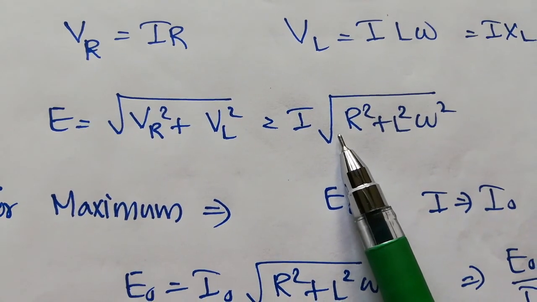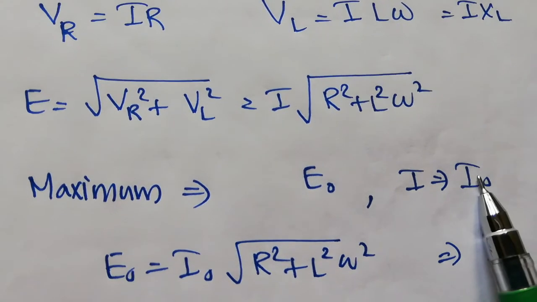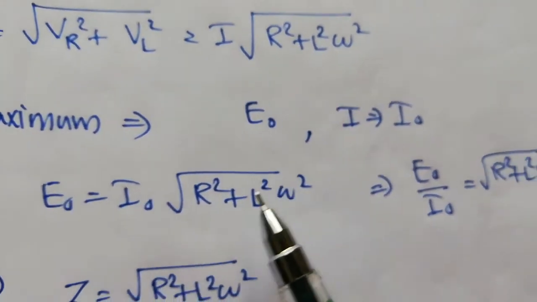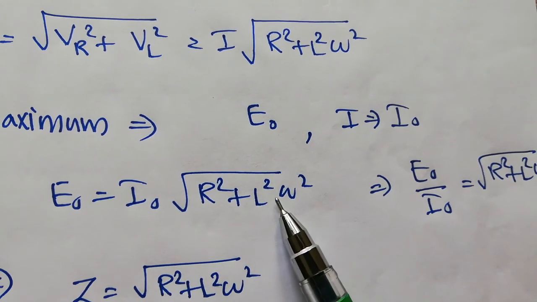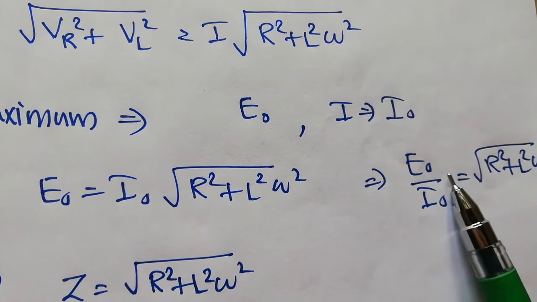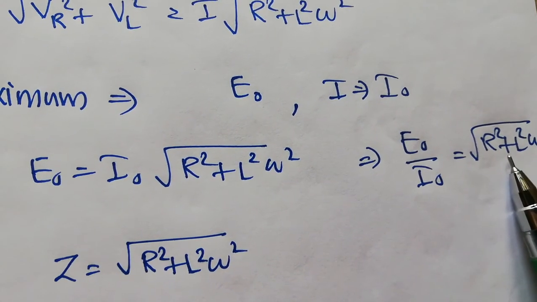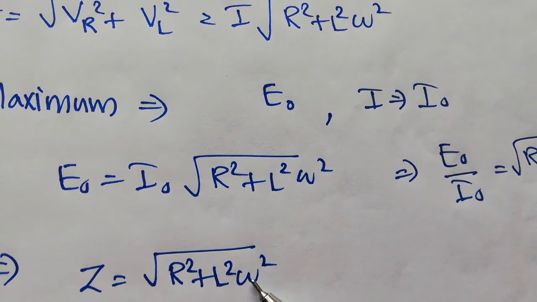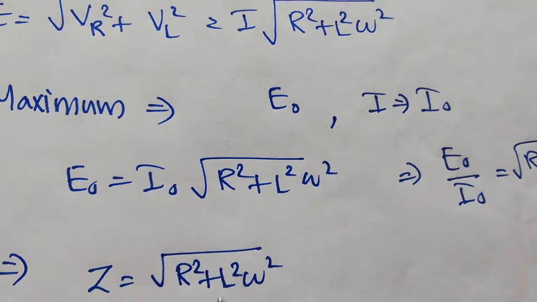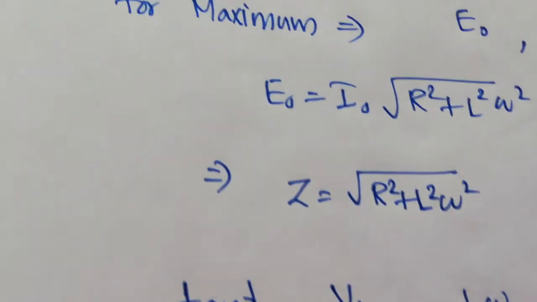For the maximum value, E can be written as E0. For that case, I should be equal to I0. In such a way, we can write E0 equal to I0 root of R square plus L square omega square, which is equal to E0 by I0, which is the impedance, that is root of R square plus L square omega square. That is the impedance which we can also find out from this vector diagram. And also to find out the tan phi, the phase difference.